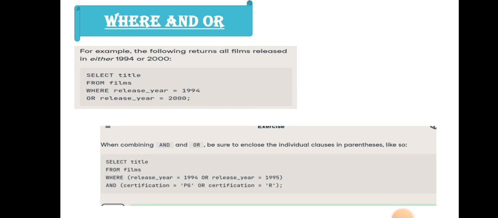When combining AND and OR, be sure to enclose the individual clauses in parentheses, like so. SELECT title FROM films WHERE (release_year = 1994 OR release_year = 1995) AND (certification = 'PG' OR certification = 'R').